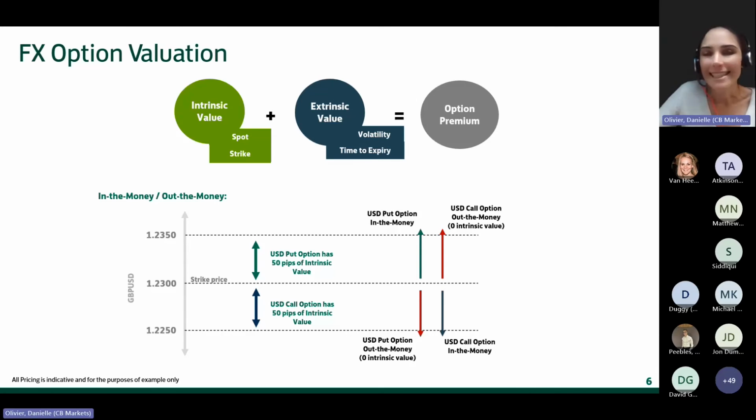So we include volatility in this because if a currency pair is more volatile, meaning it tends to move up and down more quickly, the likelihood of it moving such that the option obtains intrinsic value would be higher. So the more time there is until expiry and the more volatile a currency pair, the more extrinsic value an option will have. As time passes, the extrinsic value will decrease until we reach expiry, where there will be zero extrinsic value.